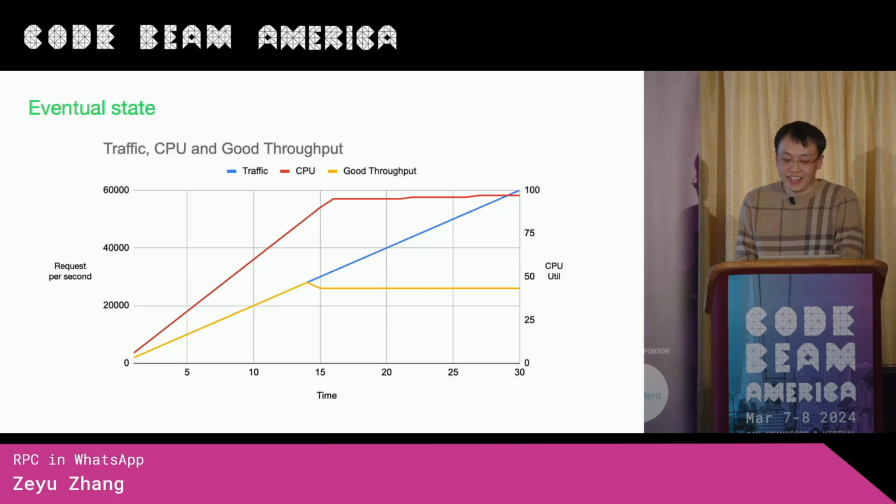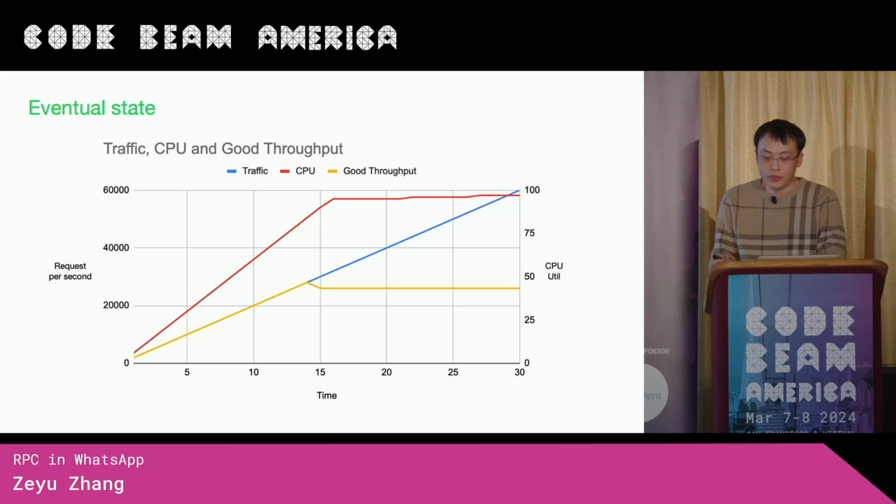Anyway, with the previous and more tunings we have, the final graph looks like this. When incoming traffic increases, at some point the goodput drops a bit, but is still relatively high. The CPU usage gets closer and closer to 100%, but it's not easy to reach 100%, which is really good for us.